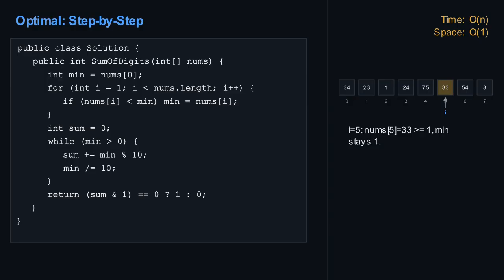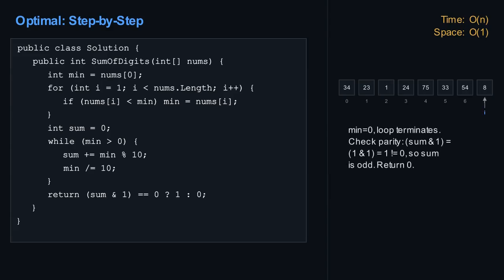Sum becomes 0 plus 1 modulo 10, which is 1. Min becomes 1 divided by 10, which is 0. The loop terminates. Sum is now 1. We check if sum bitwise AND 1 is 0. 1 bitwise AND 1 is 1, not 0, so the sum is odd.